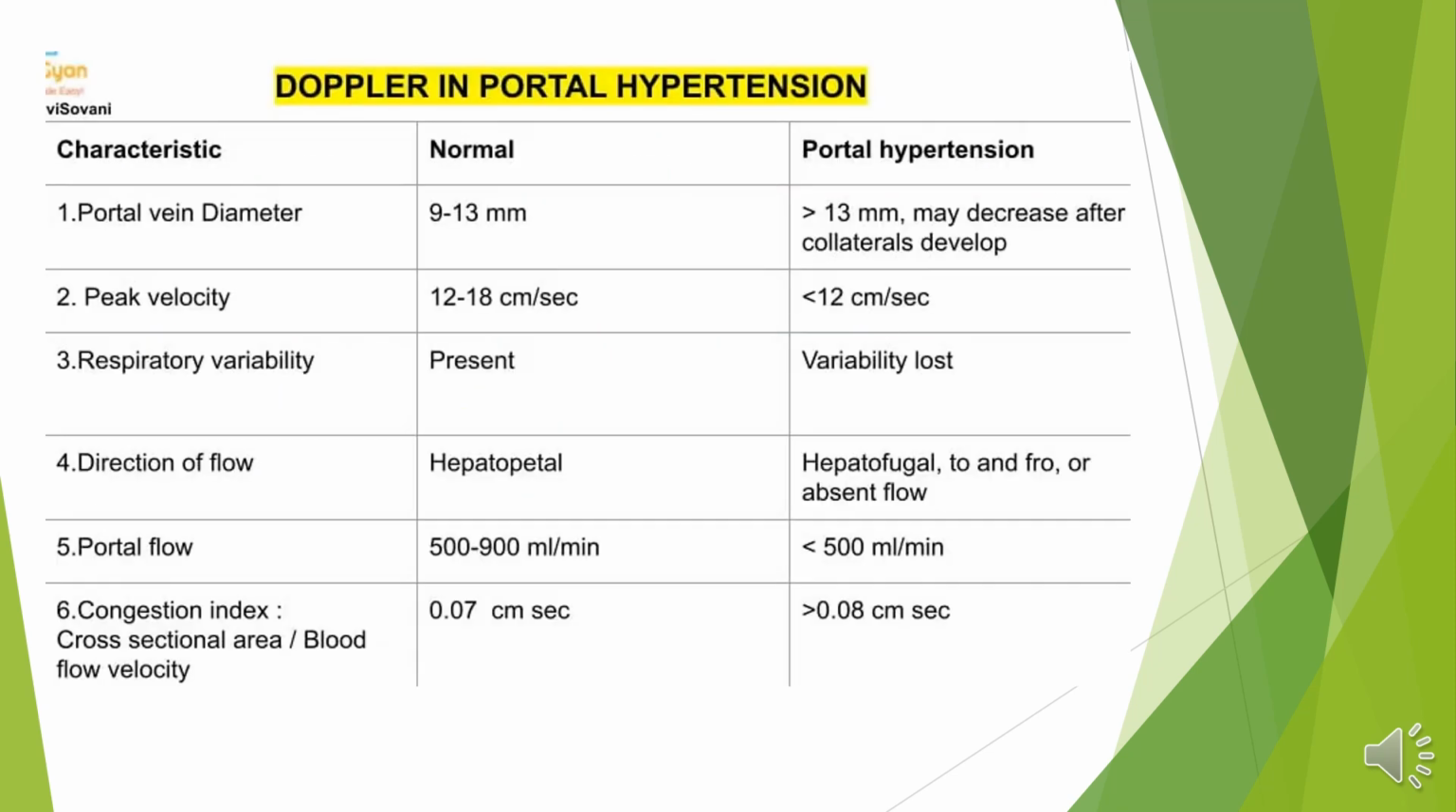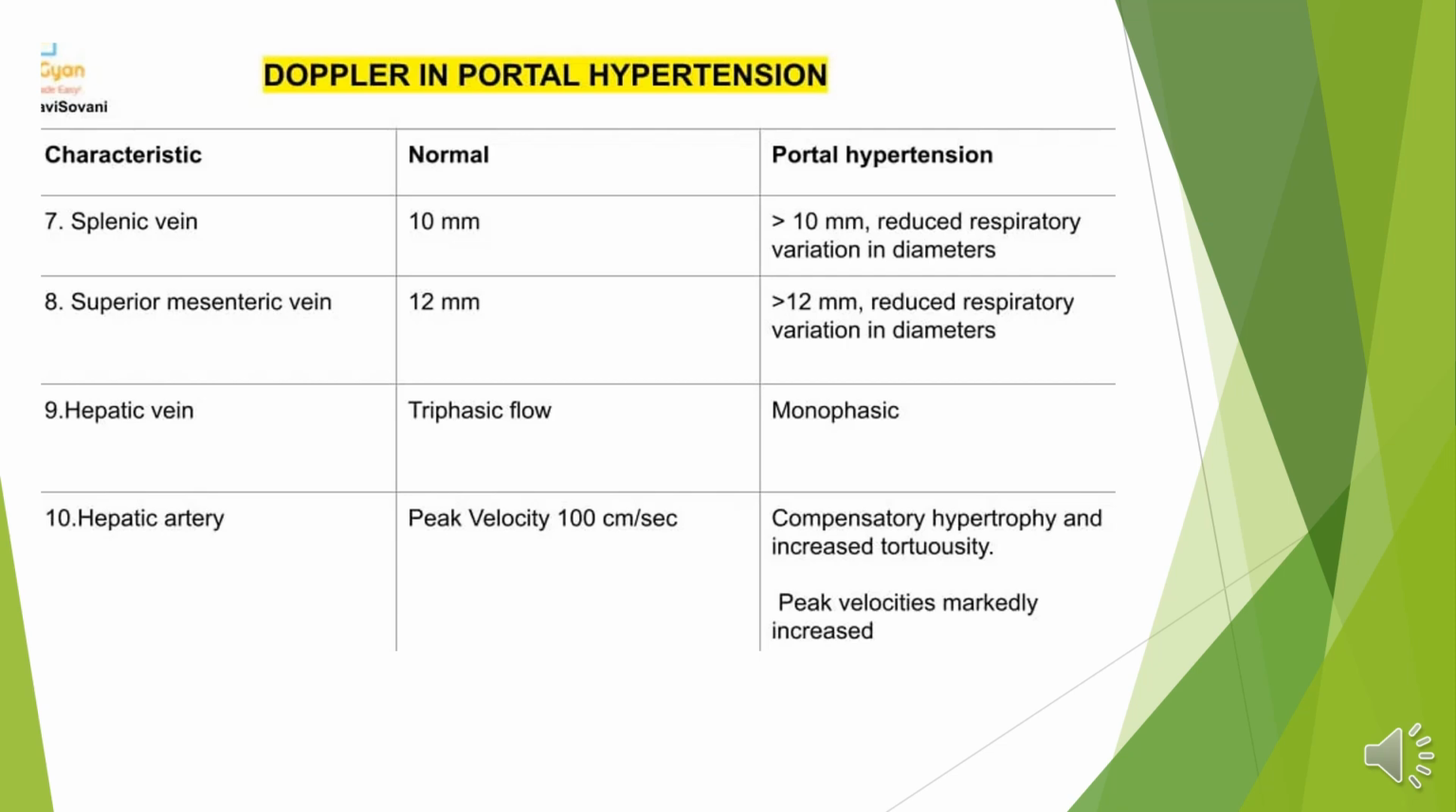So this is a chart, just to compare. Portal vein diameter, as I told you earlier, is 9 to 13 normally. In portal hypertension, it will be more than 13. The velocity, which is normally up to 18 centimeter per second, will be reduced to 12 centimeter per second and below due to increased resistance. And as I told, respiratory variability will be lost, the flow will be reversed, and the portal vein volume will also be reduced.